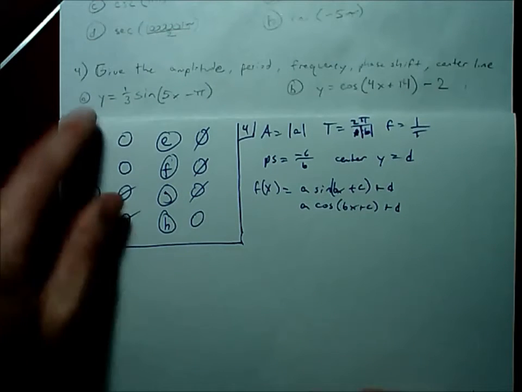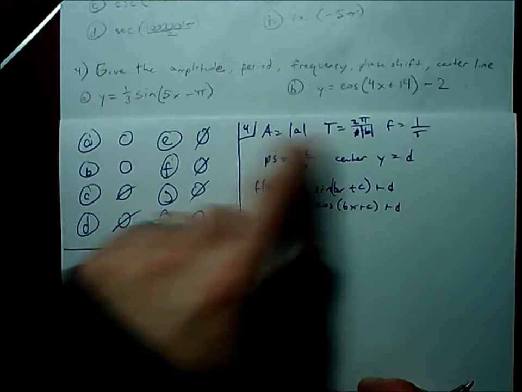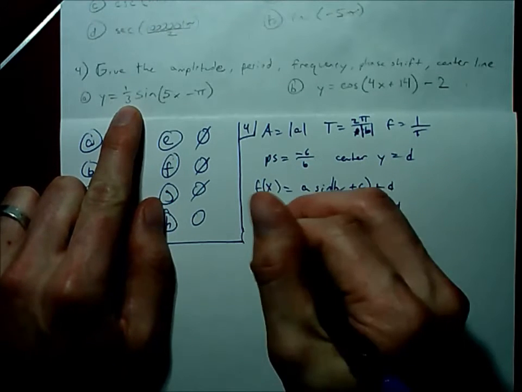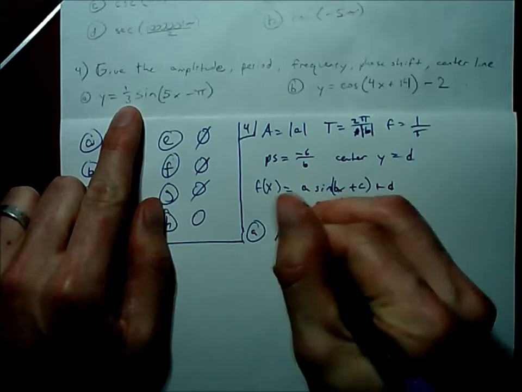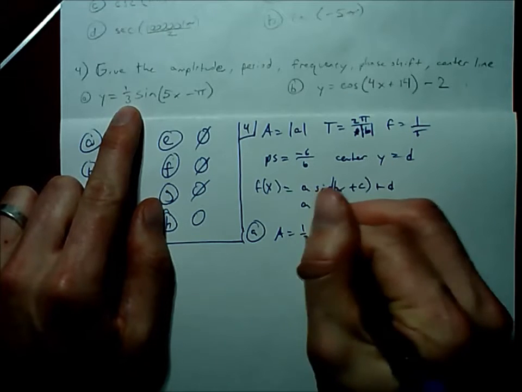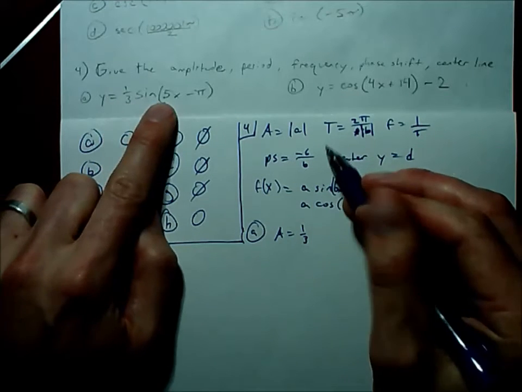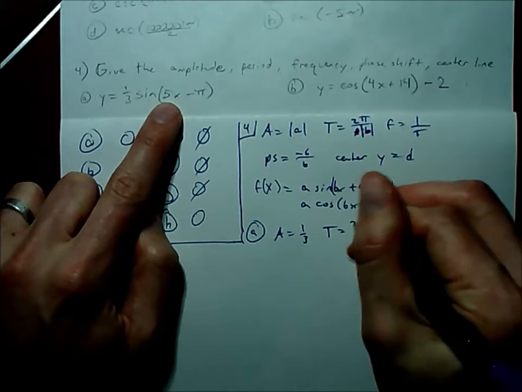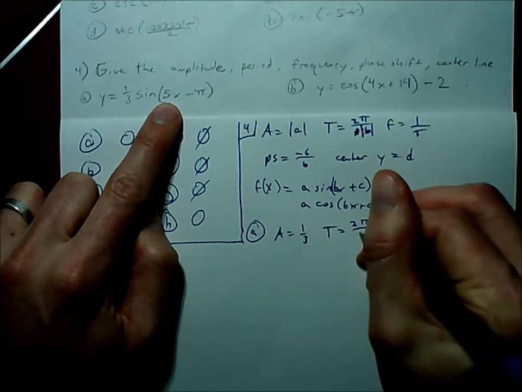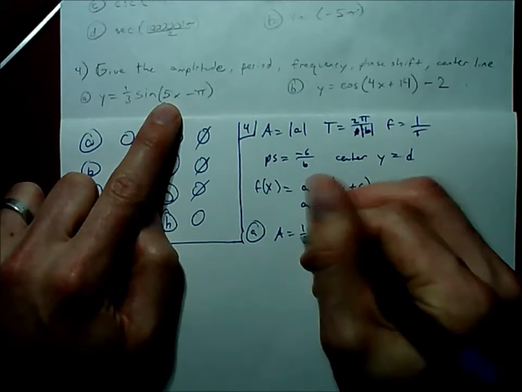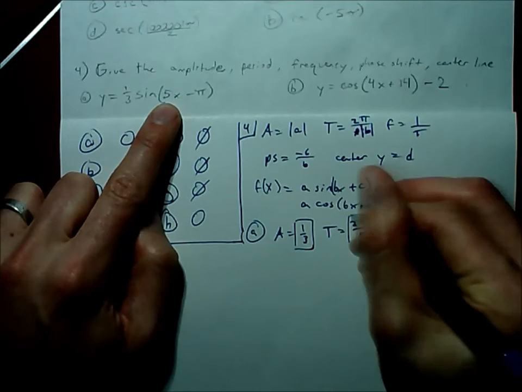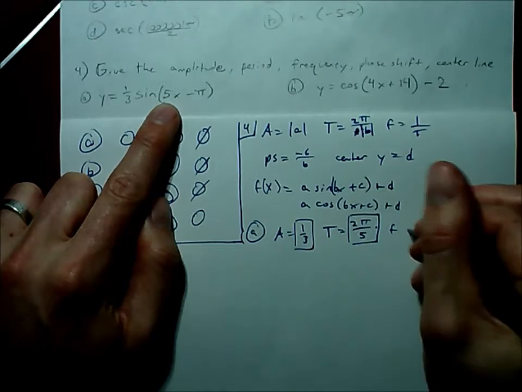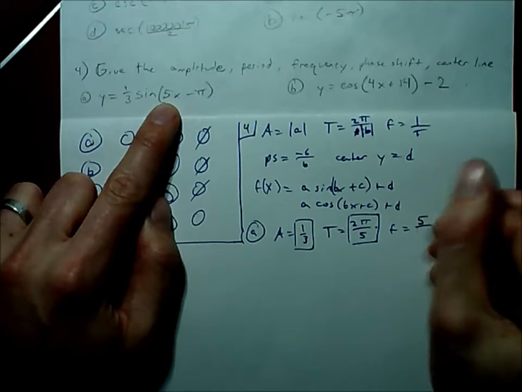So for 4a, we want to give these values for this function. First off, a would be 1/3, so the amplitude would equal the absolute value of 1/3. The period is 2 pi divided by 5. And that's as simple as it's going to get.